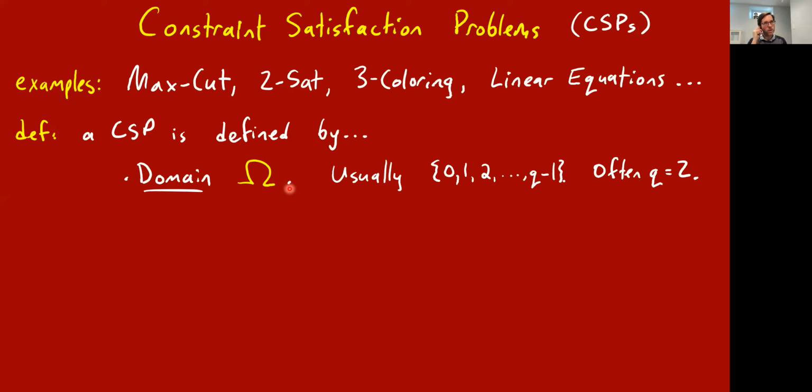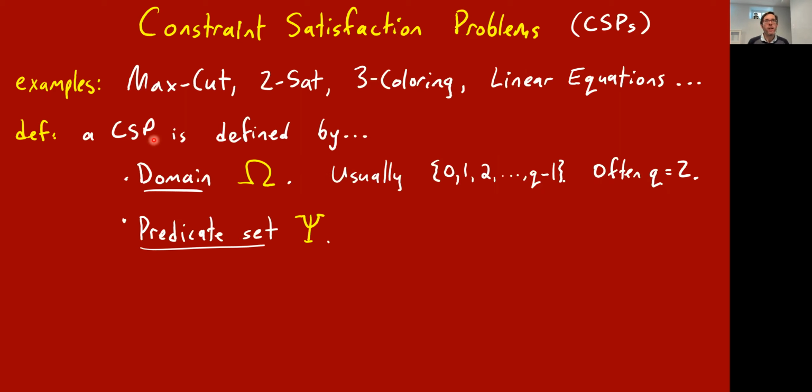This domain was true and false for 2-SAT or SAT-like things, but for 3-coloring, the domain is going to be red, green, blue. And it's most often just the integers from 0 up to some q minus 1, and often q is 2. So often you're concerned about, sorry, Boolean constraint satisfaction problems where you're trying to assign 0 and 1 to every variable.